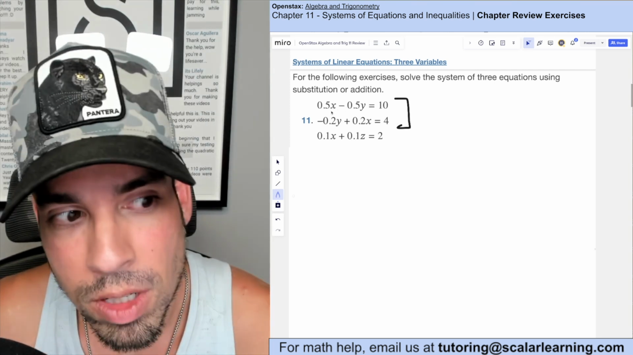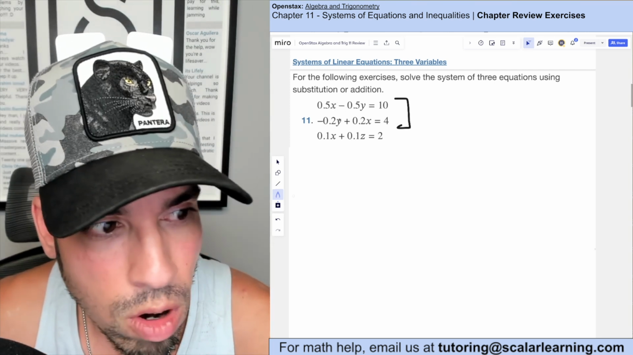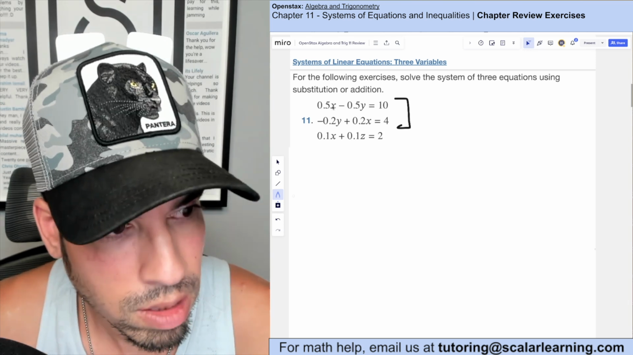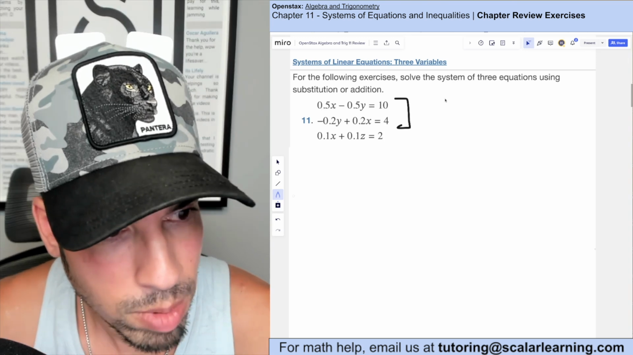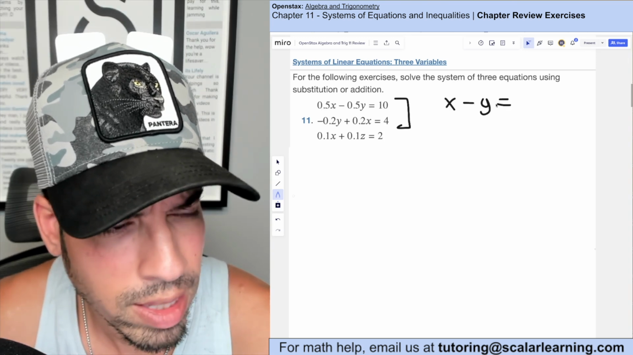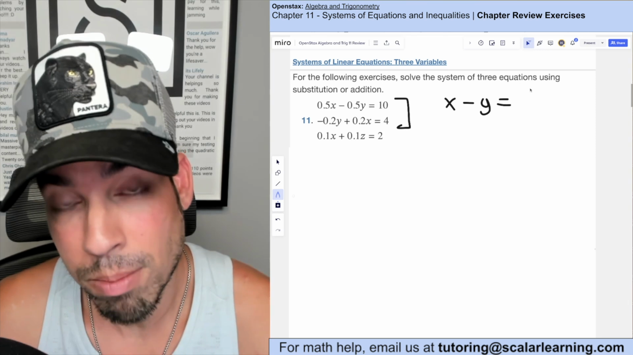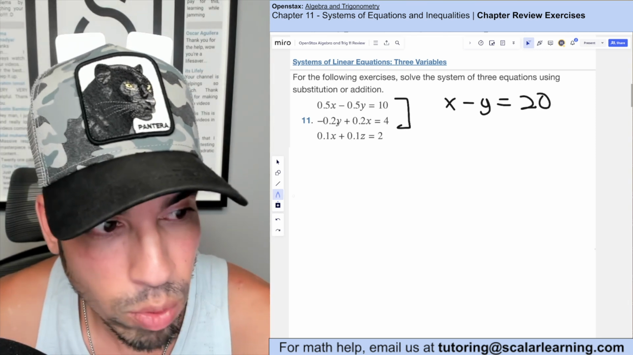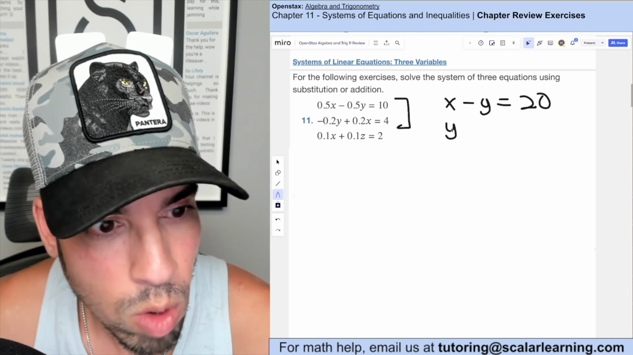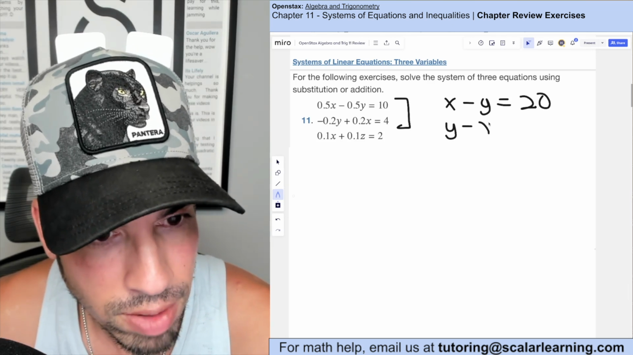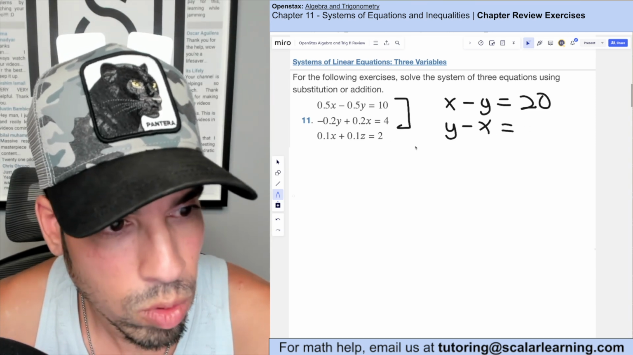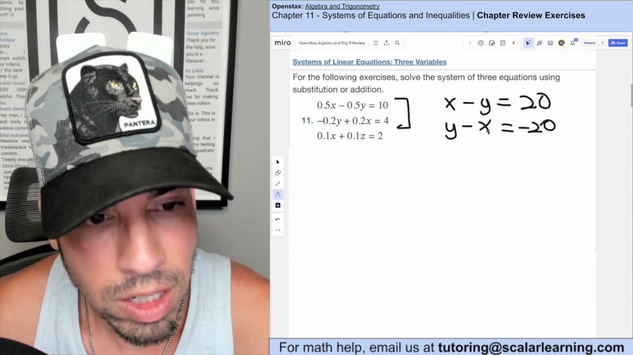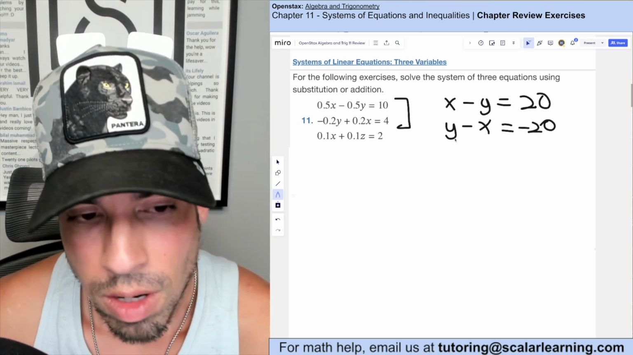So what I'm going to do here is start off by dividing the top one by 0.5, okay? Because that's going to get a single x and y. So that's going to be 1x minus 1y, and then 10 divided by 0.5 is like multiplying it by 2, so that's 20. Then with the second equation, I'm going to divide by negative 0.2, and that's going to give me 1y, negative x, and that's going to equal negative 20, okay?